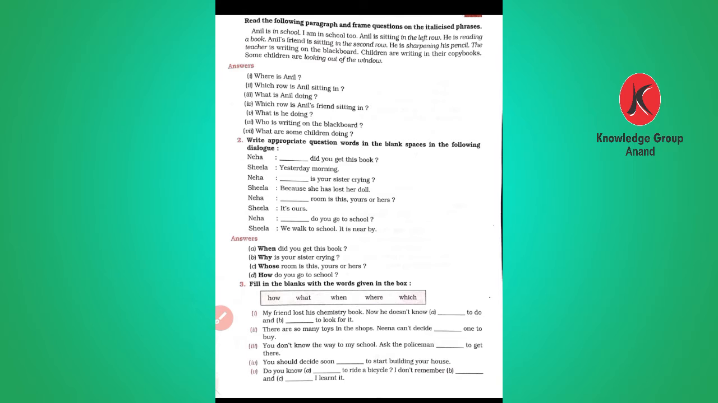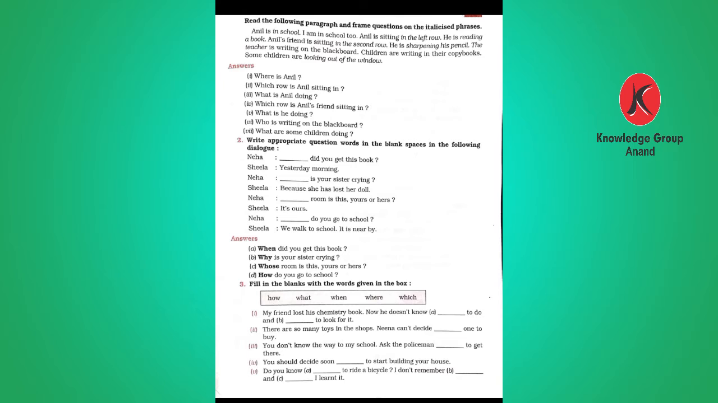The second point is: write appropriate question words in the blank spaces in the following dialogues. Neha says, "Dash did you get this book?" Dear students, the answers are given here. You can see the answers are there.